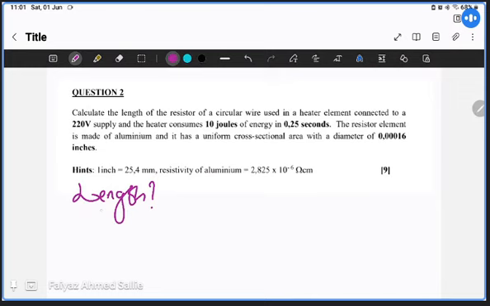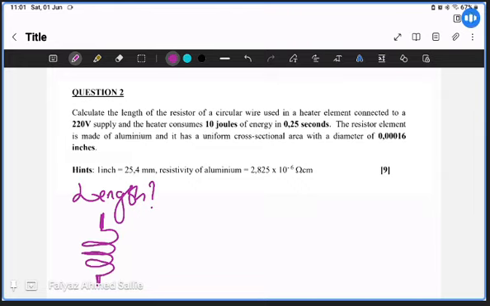So this wire is like heating elements. You would find them inside of your geysers and kettles. I think if you open up a kettle, you will see a heating element at the bottom of your kettle. That is what they're asking for. They want to know what is the length of such a heating element.